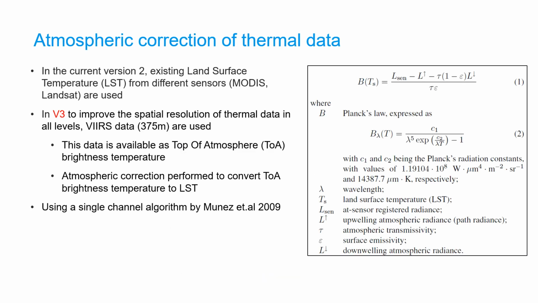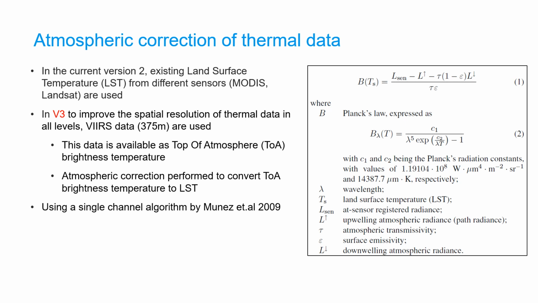Another major pre-processing step is atmospheric correction of thermal data, especially in version 3 of WaPOR. In the current version 2, this step is not required as existing land surface temperature products from different sensors like MODIS and Landsat are used. In version 3, to improve the spatial resolution of thermal data in all levels, VIIRS data at 375 meter spatial resolution are used. But this data is available as top of atmosphere brightness temperature. Hence, it's important to do atmospheric correction to convert top of atmosphere brightness temperature to land surface temperature.